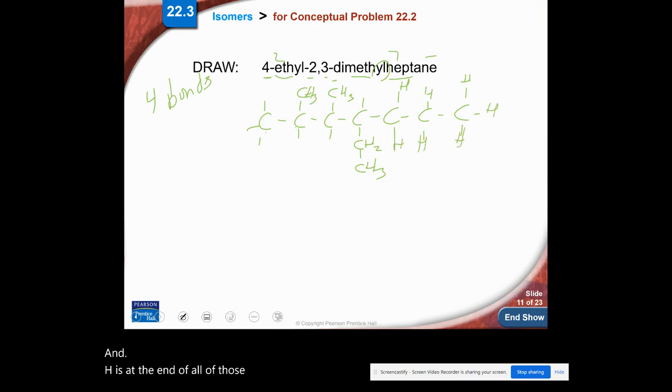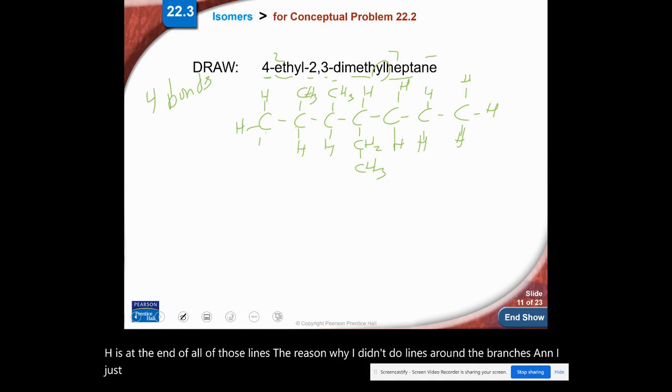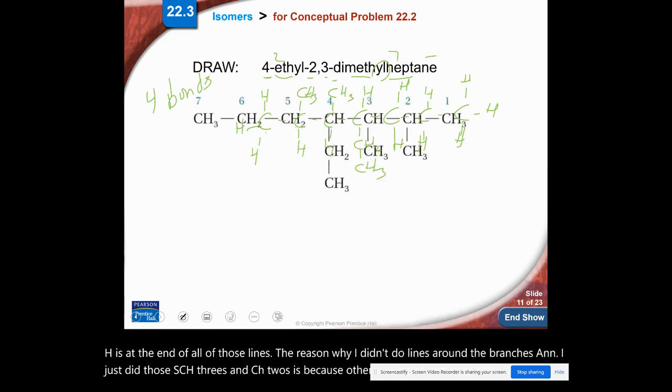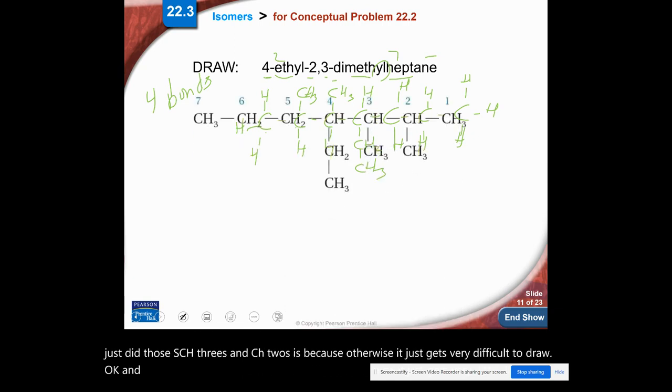The reason why I didn't do lines around the branches and I just did those as CH3s and CH2s is because otherwise it just gets very difficult to draw. Okay, and then there you have it in your notes.